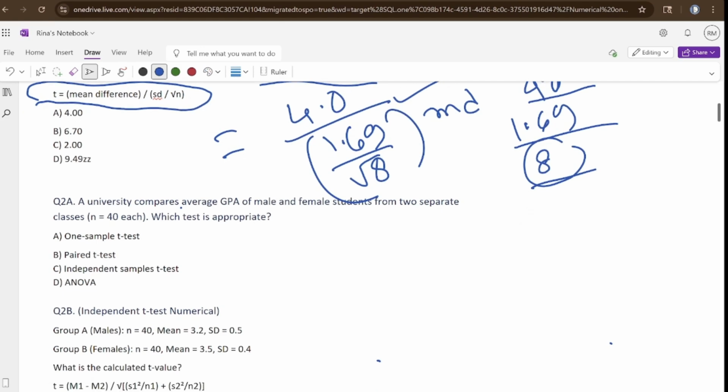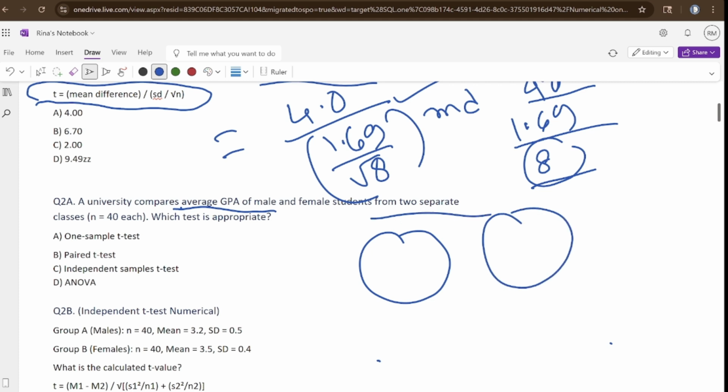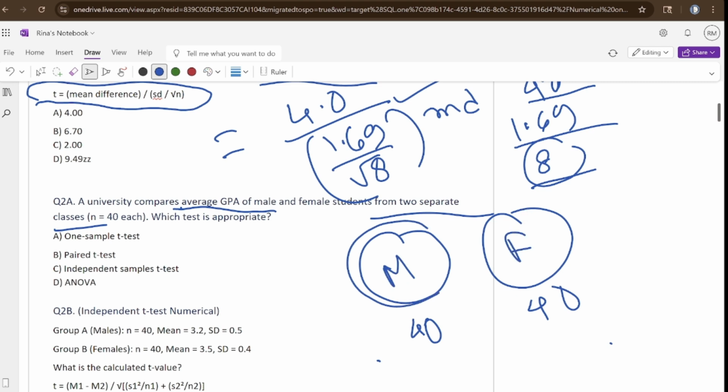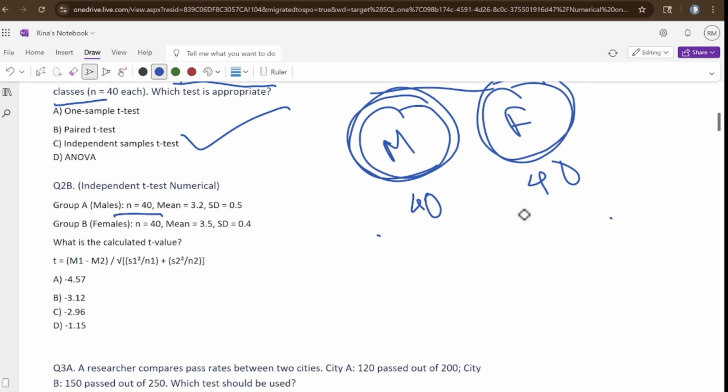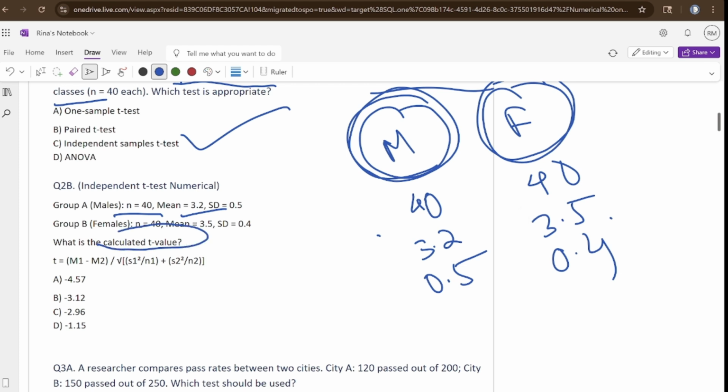Next question. A university compares average GPA of male and female students from two separate classes. N equals 40 each. Male, female. See, you can see that separate classes, independent samples. So you will go for independent samples t-test. Now let's say n equals 40 for both cases. Mean equals 3.2, standard deviation 0.5. Mean 3.5, standard deviation 0.4. Now you have to calculate t value.